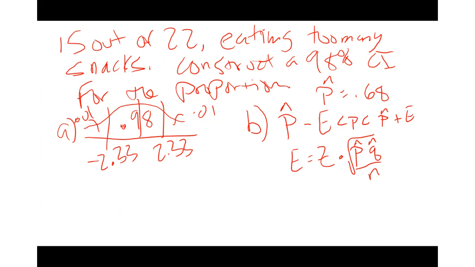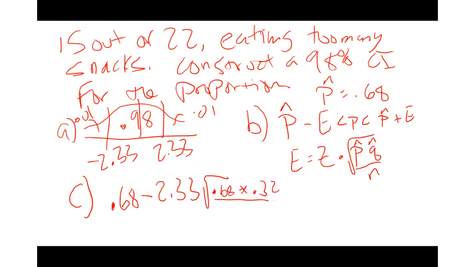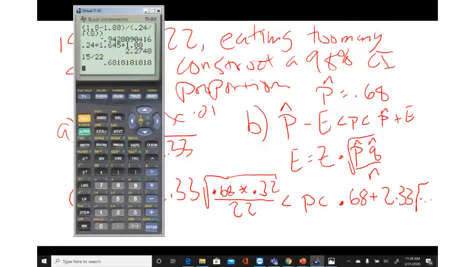So now let's work through, if I can, we'll work through C. We're going to say it's 0.68 minus 2.33 times the square root of 0.68 times 0.32 divided by 22, yeah? Is less than P, which is less than 0.68 plus 2.33, and then continue all that, yeah? Now, what we're going to do is bring up our calculator and type that in.